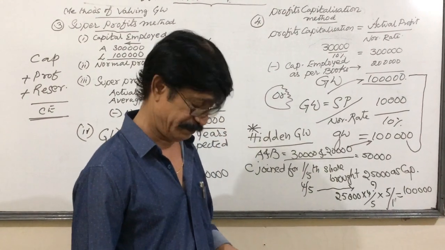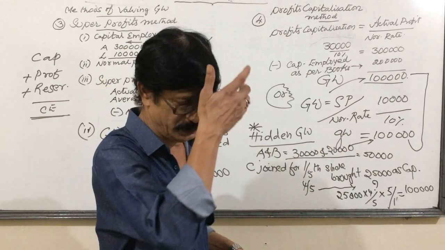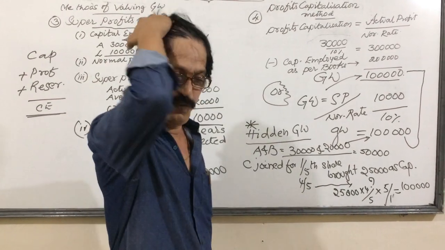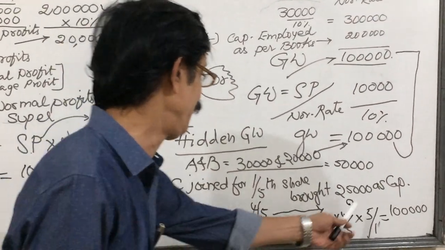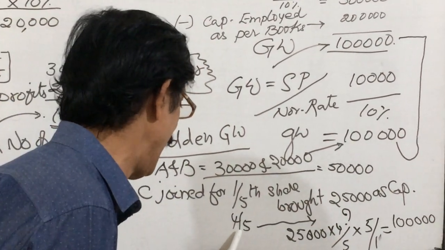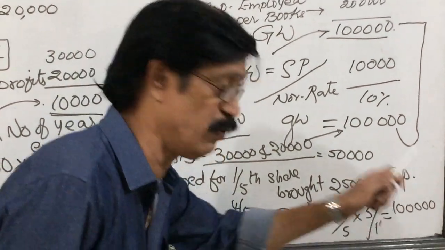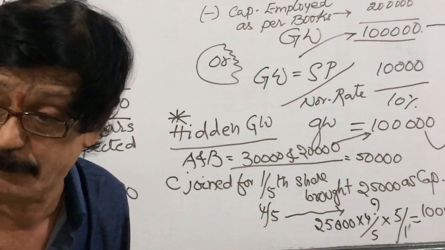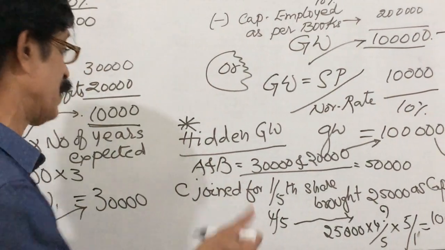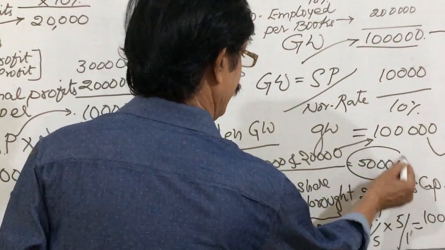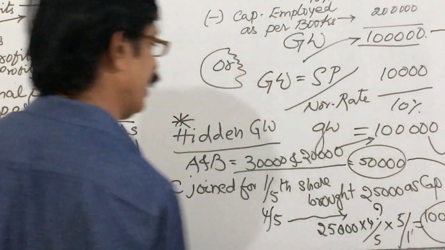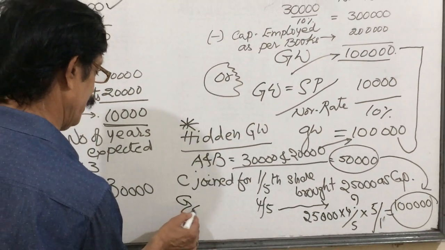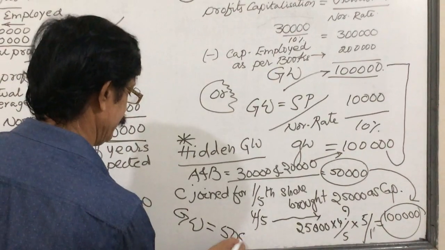Well, dear students, C is given 1 by 5. For 1 by 5, C brought 25,000. For 4 by 5, A and B capital must be 1 lakh. But actually there is only 50,000. The difference between this 50,000 and 1 lakh, that only is called goodwill. Hidden goodwill, that is 50,000.